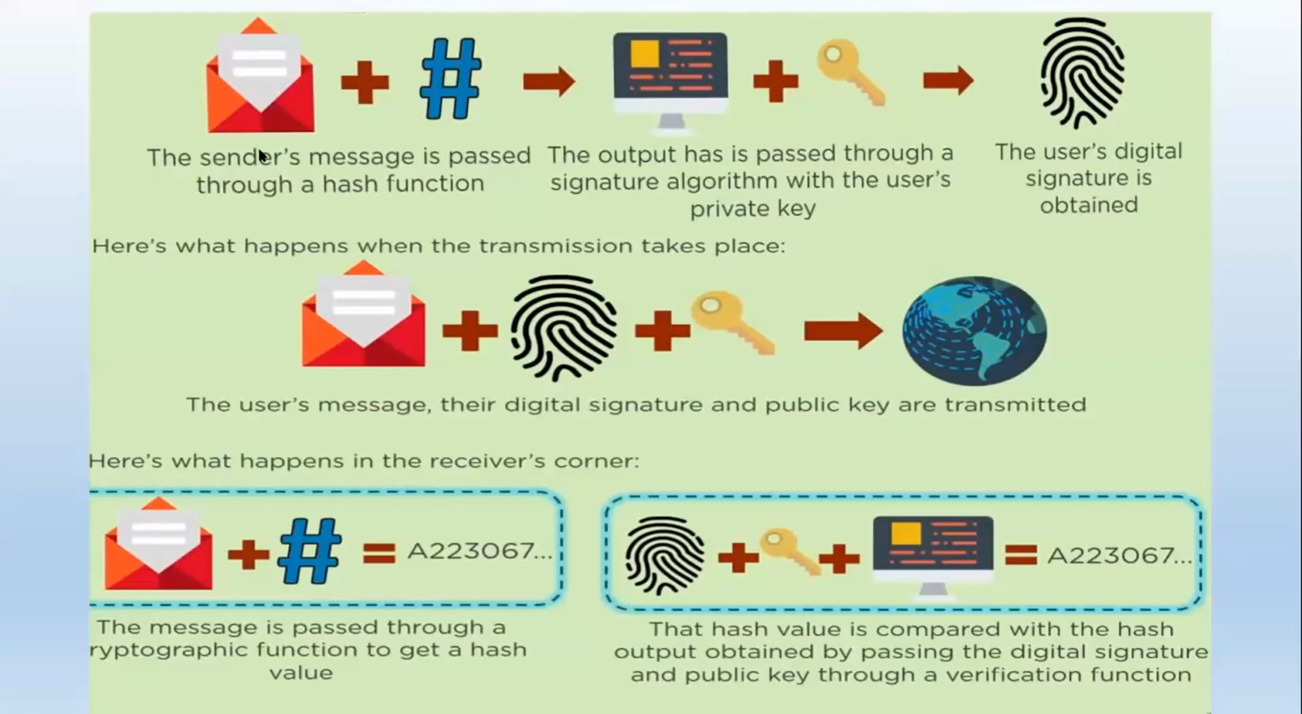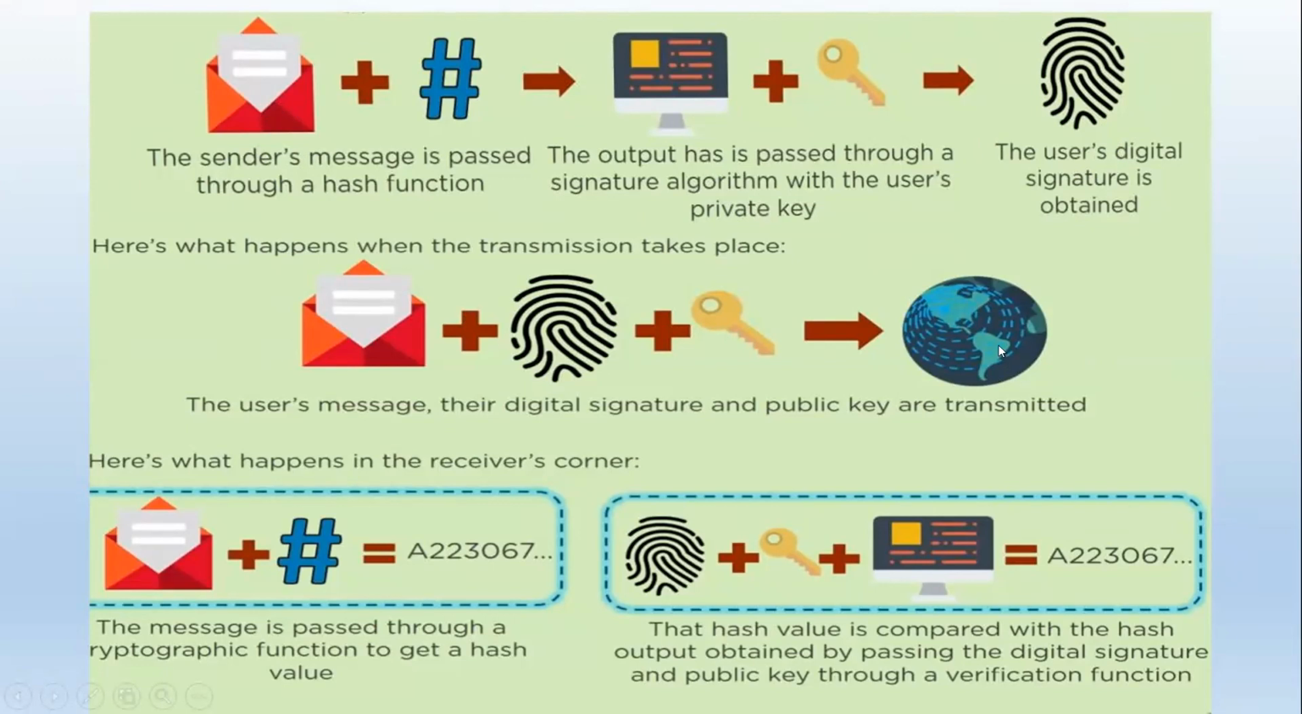Now, what happens in the sender's corner and what happens in the receiver's corner is given here. The sender's message is passed to the hash function. Then we get the hash value. That hash value is passed through the signature algorithm with the private key. Then we get the digital signature. Now that digital signature plus the message plus the public key is transmitted over the world.